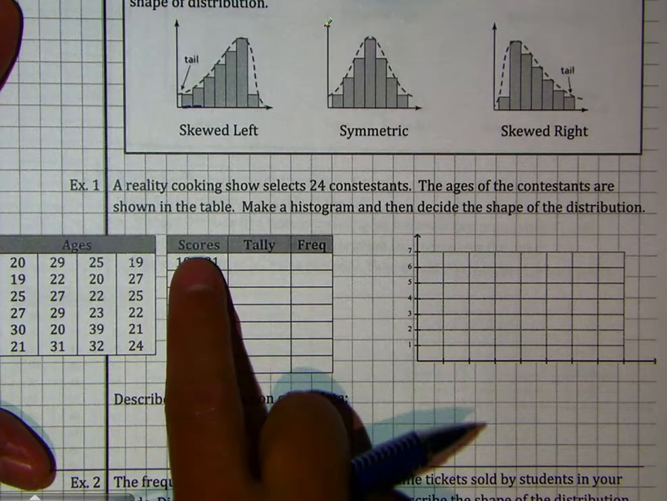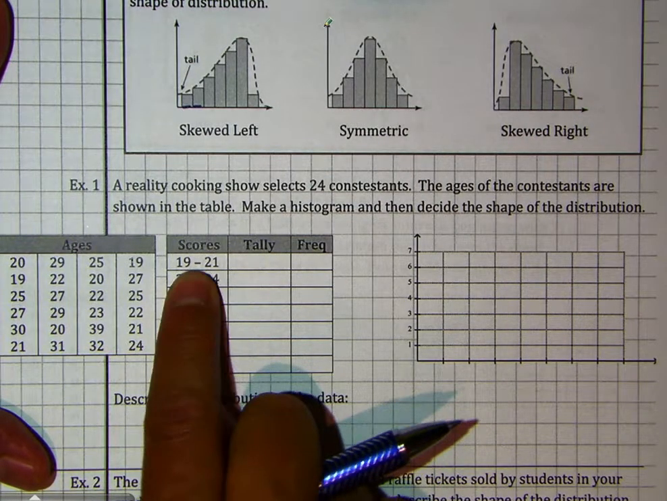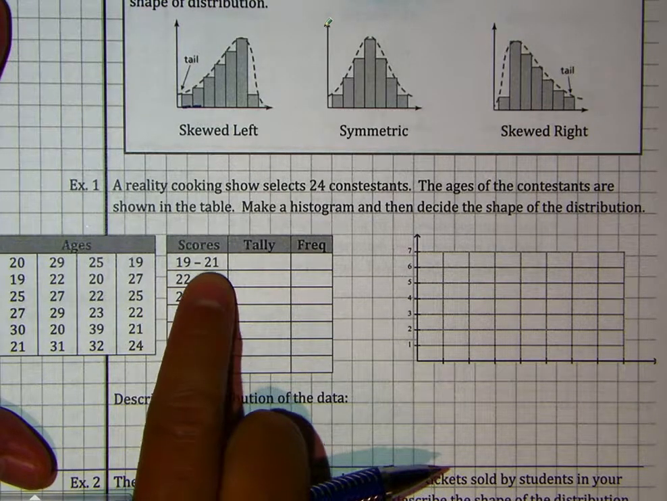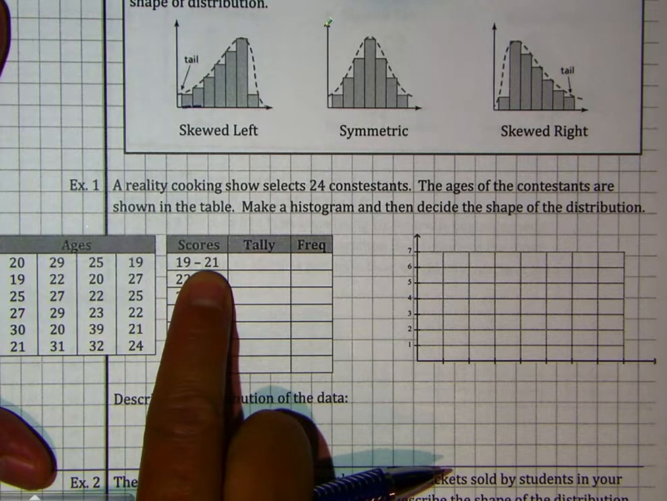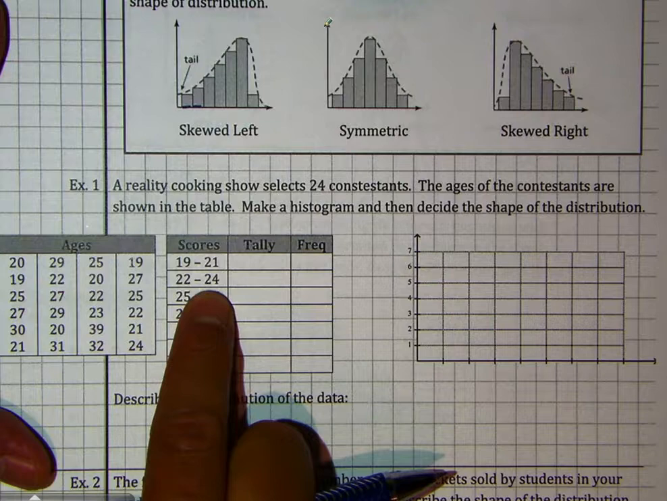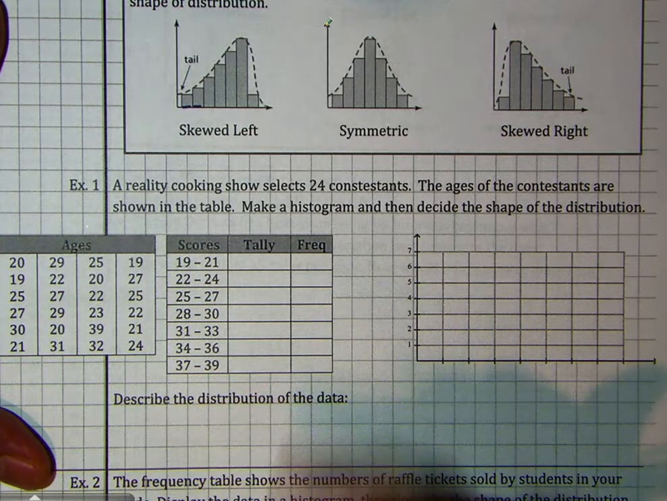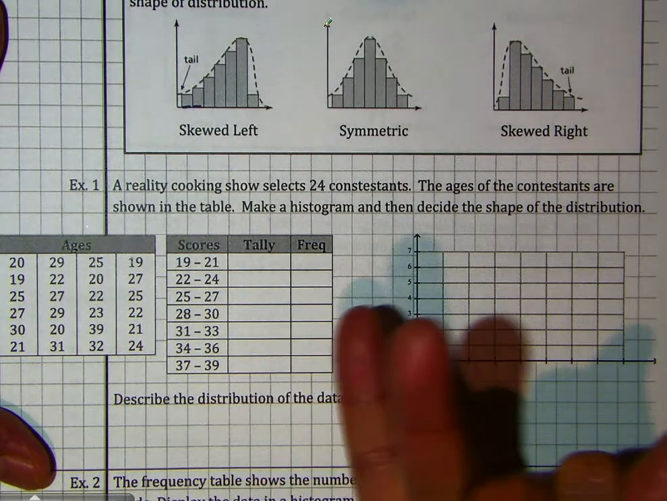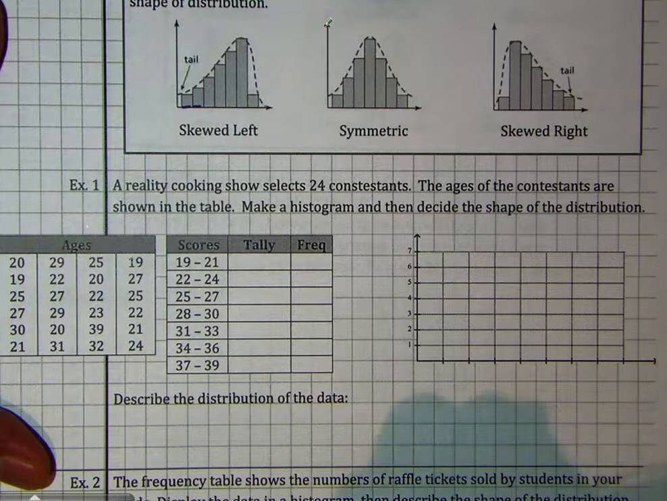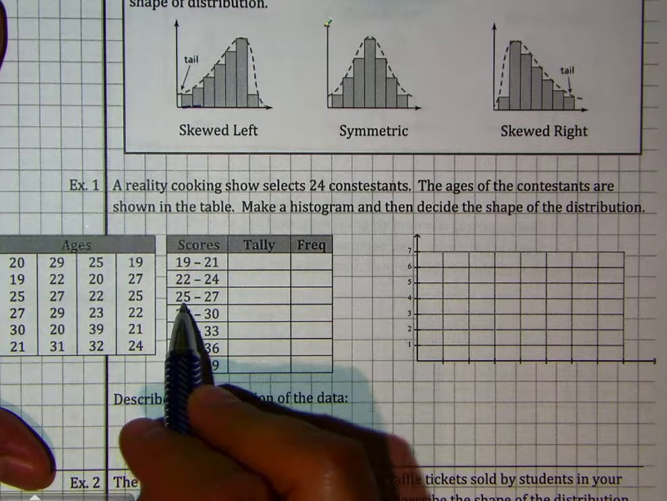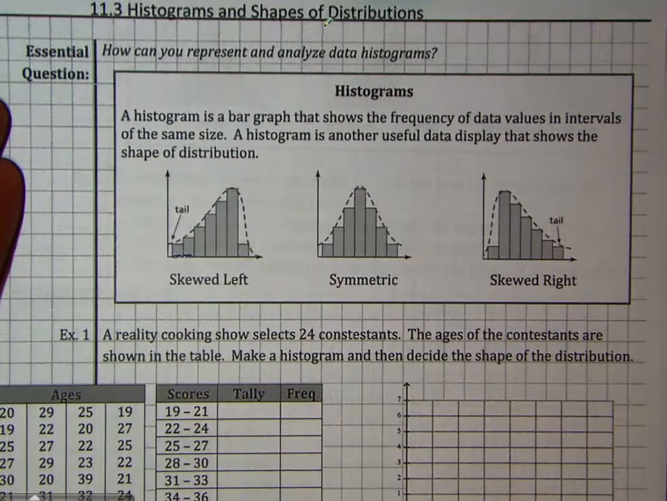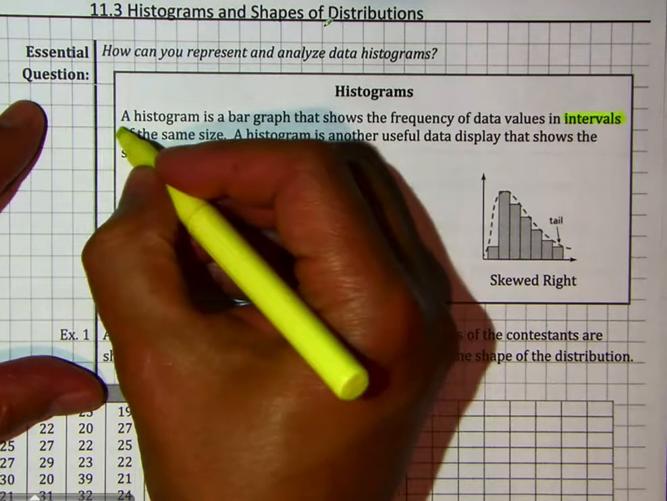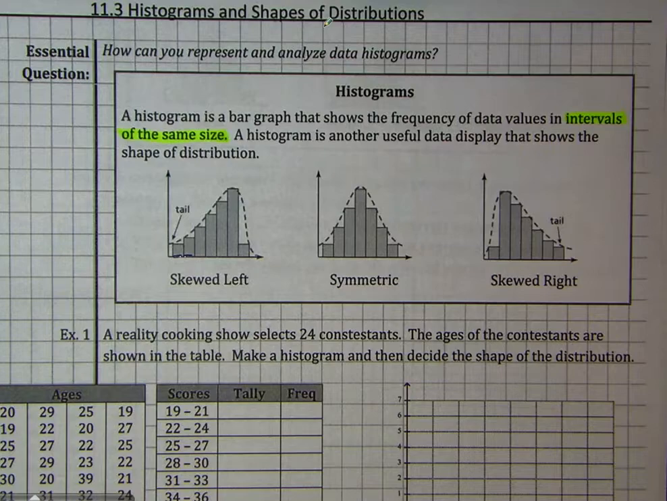First, notice that many times they are going to give you the range for each of the bars. The first bar will be from 19 to 21, so 19, 20, and 21. The second one will be from 22 to 24. Notice that it's 19, 20, 21, 22, 23, 24, 25, 26, 27, so each of them is three numbers. And just like it shows above, the intervals must be of the same size. But we've already done that on example number one and example number two.